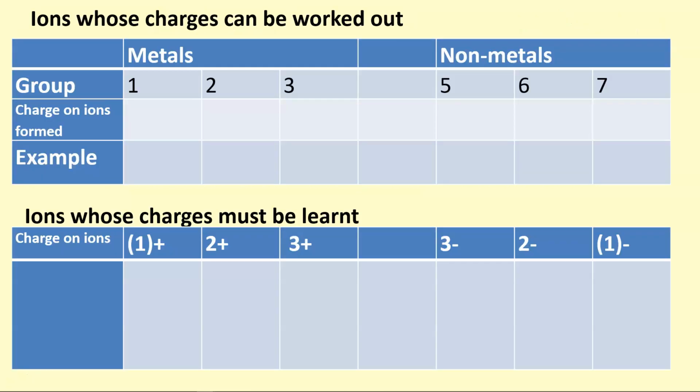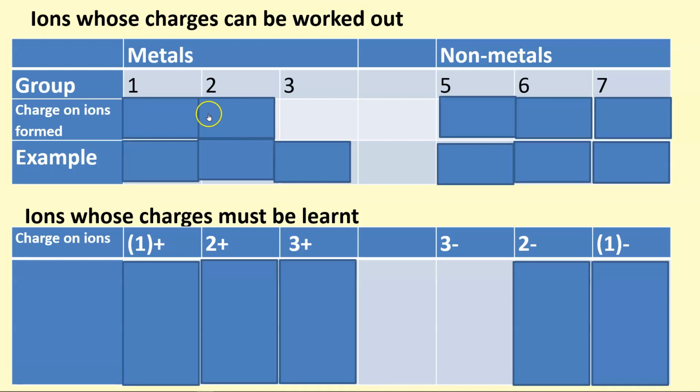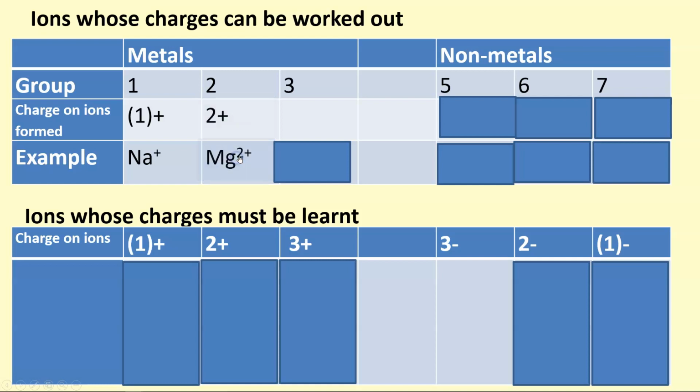So maybe one way you could do this is draw a table and then work out what is in the table. Group 1 metals, for example, will form +1 ions. An example of this might be Li+, Na+, K+. Group 2 metals form 2+ ions, so for example we might have calcium 2+ or magnesium 2+. Group 3 metals form 3+ ions, so for example aluminium 3+.